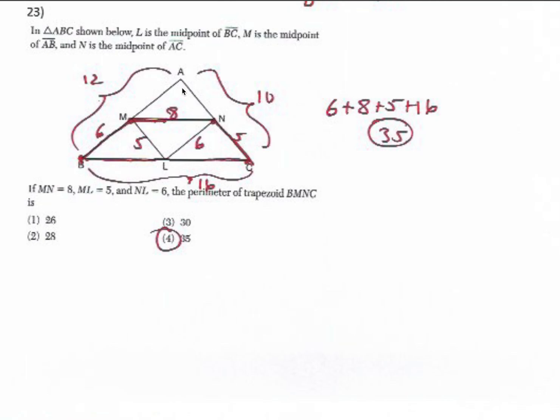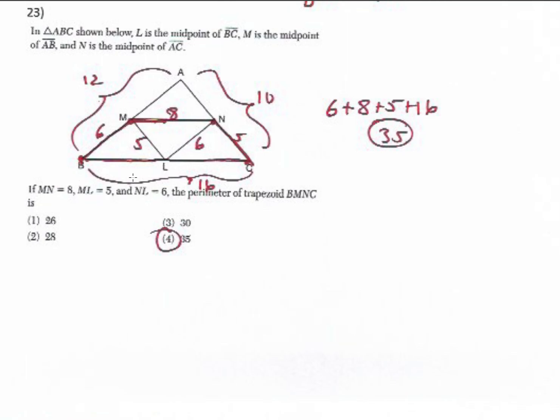So, for instance, when it says that MN is equal to 8, that means that the parallel side, BC, has got to be 16. And when it says ML is 5, that means the parallel side, AC, is 10. And when it says NL is 6, then the parallel side, AB, has to be 12. So then it wants the perimeter of the trapezoid, and the trapezoid I marked in red.